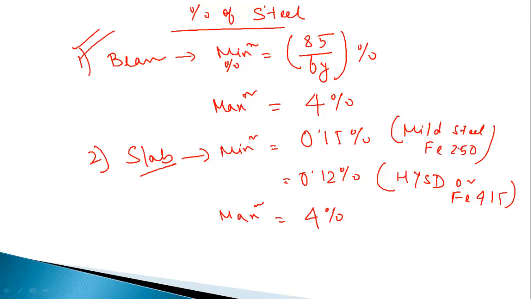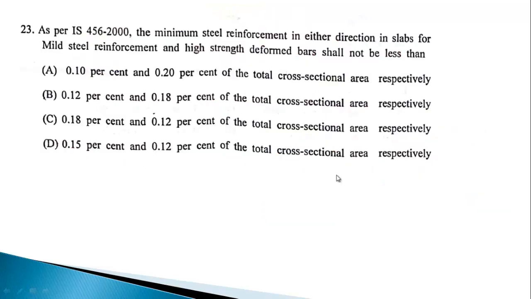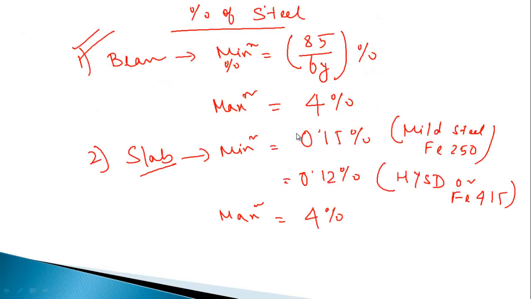So in our question it's given for the slab. We know 0.15% for Fe 250 and 0.12% for HYSD, so our answer will be D. And obviously this percentage is of the cross-section area, which means 4% of the cross-section area means 4% of BD.